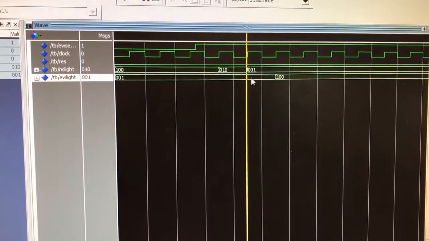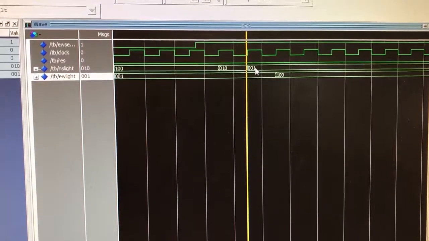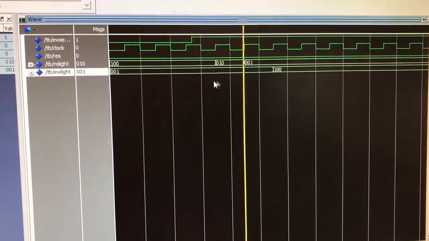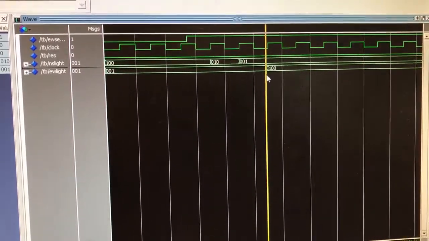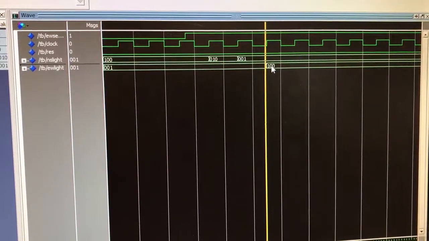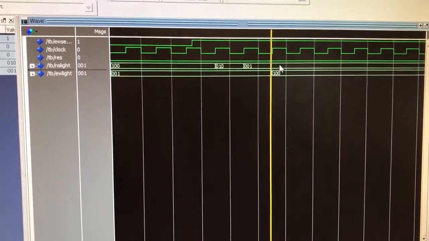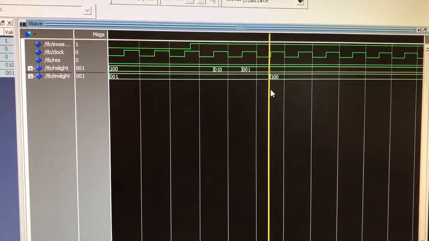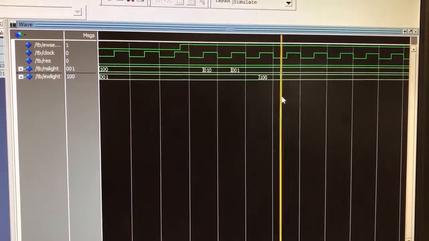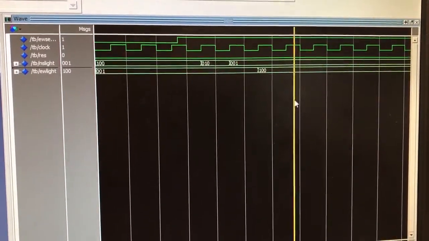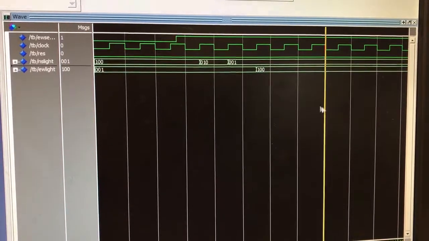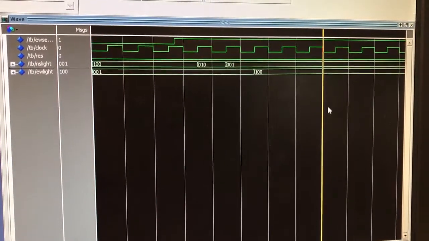Next clock cycle, north-south has become red while east-west is still red, so they're both red. And then next clock cycle, east-west becomes green while north-south is red. And typically it would change back as we saw in part 1, but because the east-west sensor is still 1, meaning that there are still cars in the east-west direction, east-west is going to remain green.